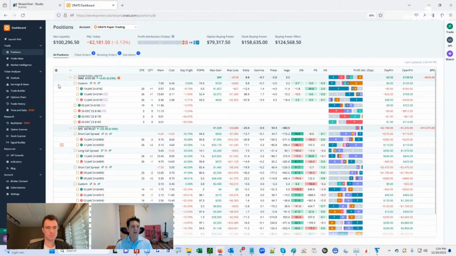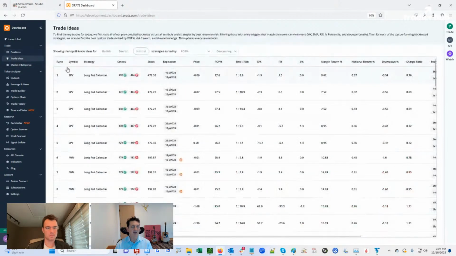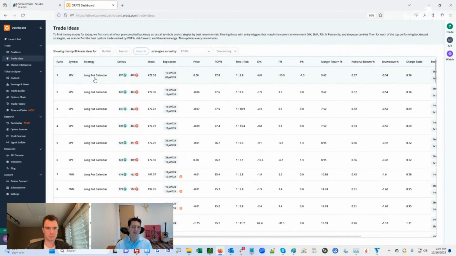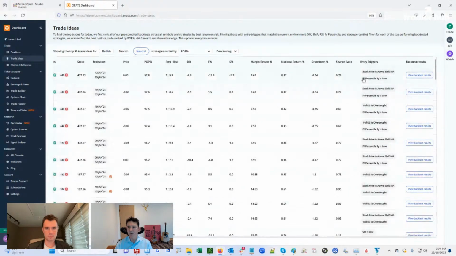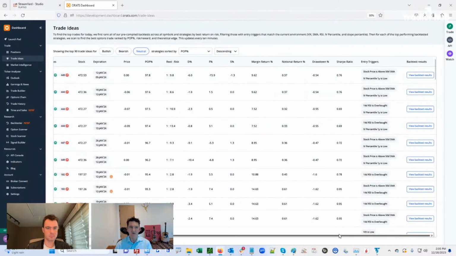In calendars, what I like to do first is just look in our trade ideas. One of the nice things is that the trade ideas look at the environment that we're in right now. So right now the stock prices are mostly above the 50-day moving averages. The IV percentiles are low. RSI is overbought. So in the trade ideas, we search for the best trades out there.